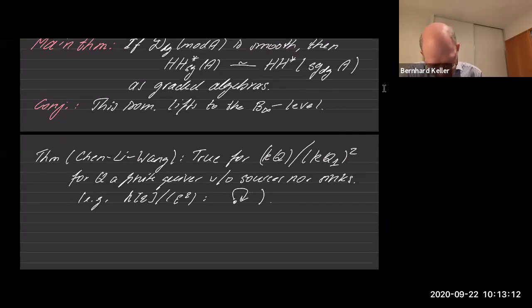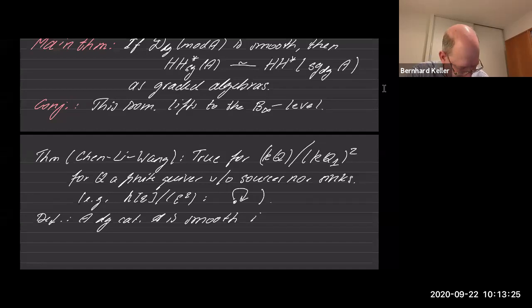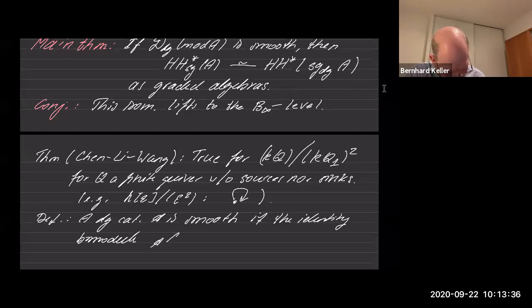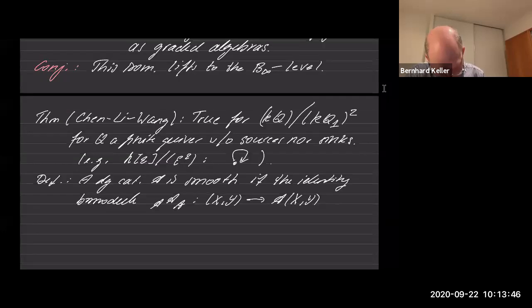Okay, so definition. A DG category A is smooth if the identity bimodule A, viewed as a bimodule, well, this is the DG functor taking a pair x, y to just morphisms in A from x to y, is a perfect object in the derived category of bimodules.